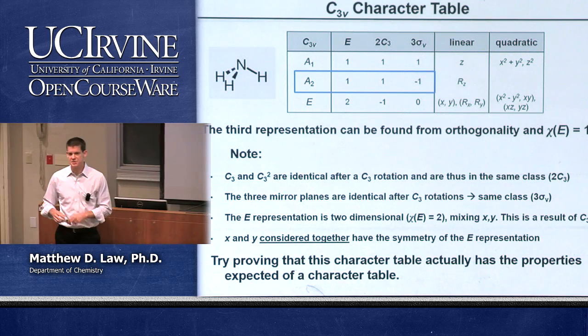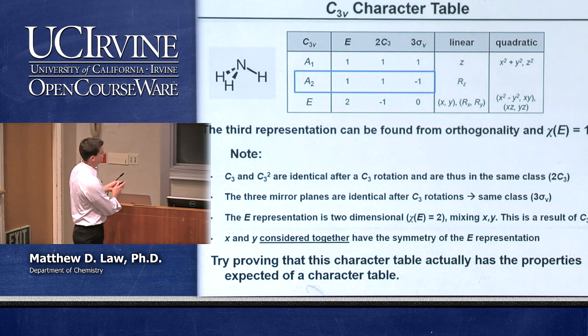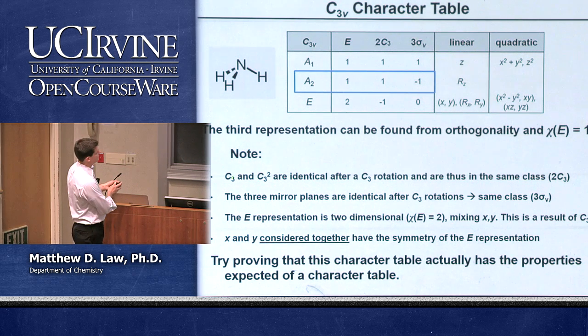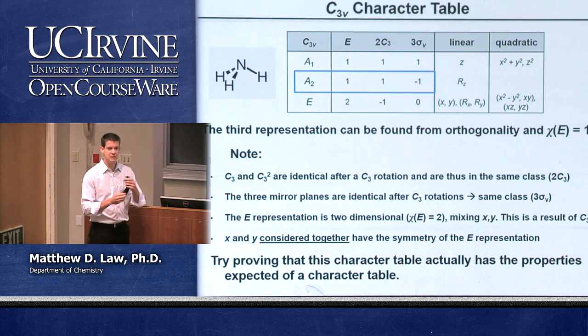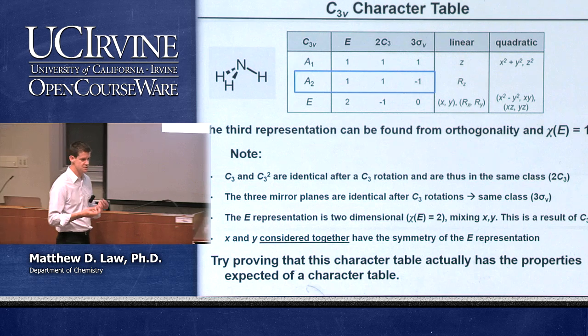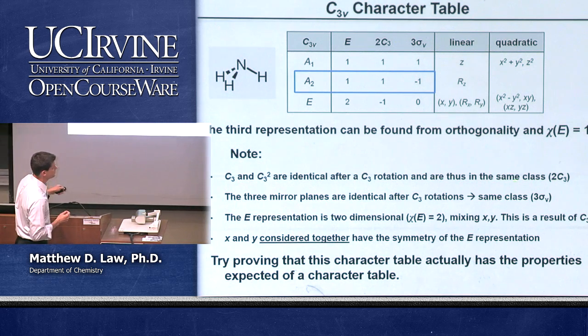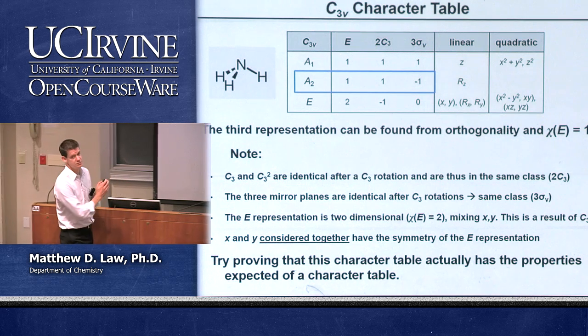Okay, so just some notes about this and how it's different than the C2H, just to cement these points. The C3 and the C3 squared are identical after doing a C3 operation. You can do a C3 and you can convert those two into one another, and so they're in the same class. And they're grouped up here in the table as two C3 operations.